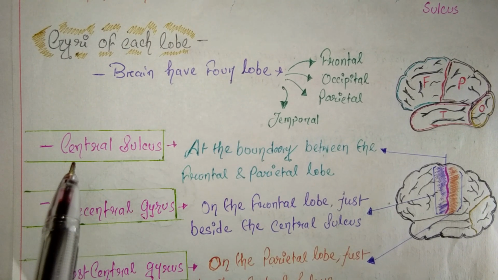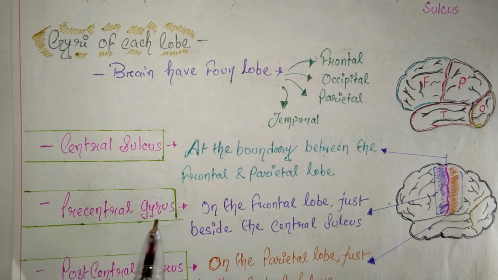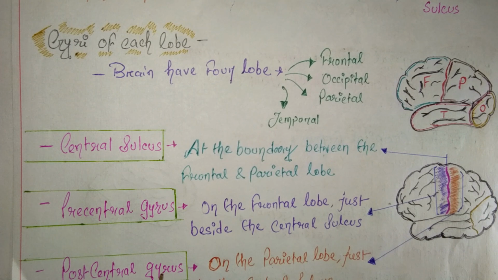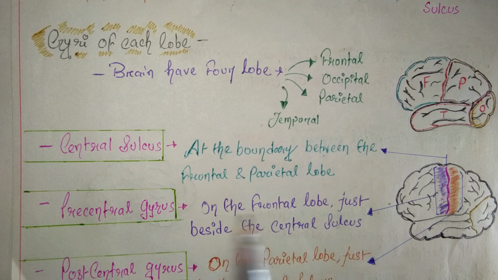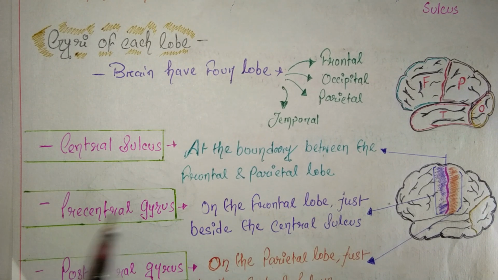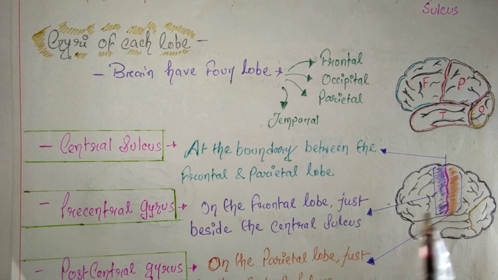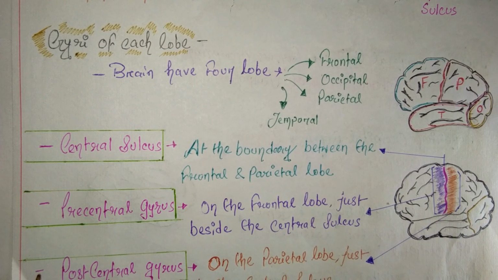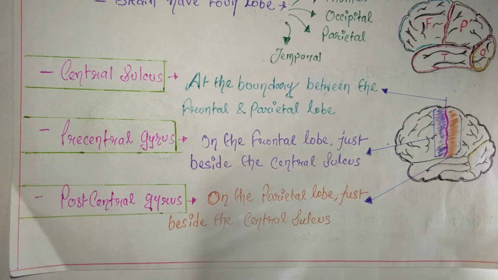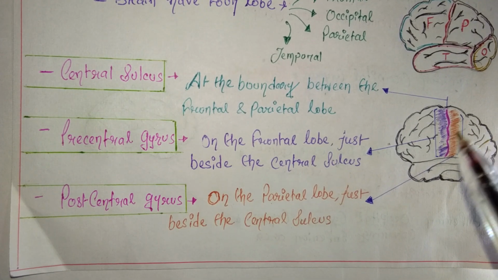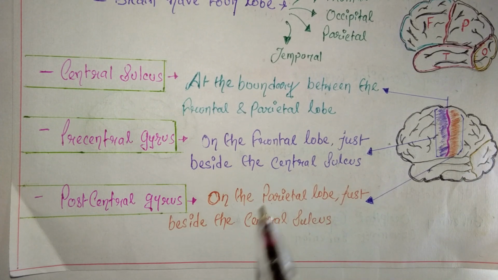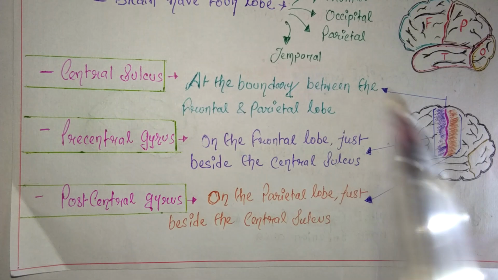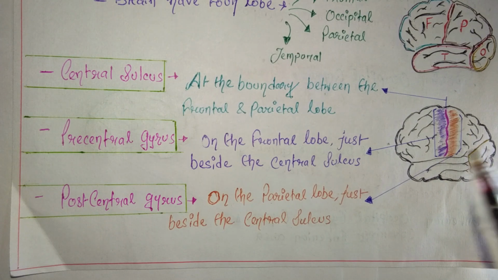Today we have studied the central sulcus, precentral gyrus and postcentral gyrus. The central sulcus is the boundary separating the frontal lobe and parietal lobe. The precentral gyrus is present on the frontal lobe just beside the central sulcus, this purple portion. And the postcentral gyrus is on the parietal lobe just beside the central sulcus, this orange portion. Okay, so precentral gyrus and postcentral gyrus.